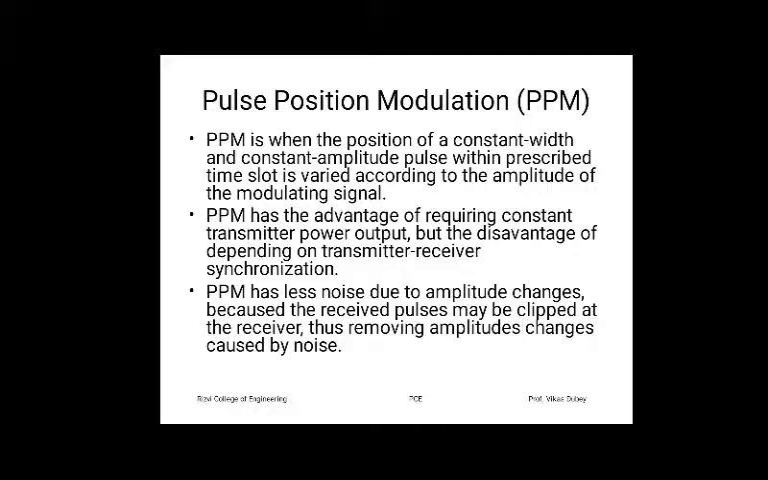So PPM has the advantage of requiring constant transmitter power. So here in PPM we can have a constant power because we are going to have the width the same and also the amplitude the same, but in PWM the transmitter power is going to vary. But there is the disadvantage of depending on the transmitter and receiver synchronization.